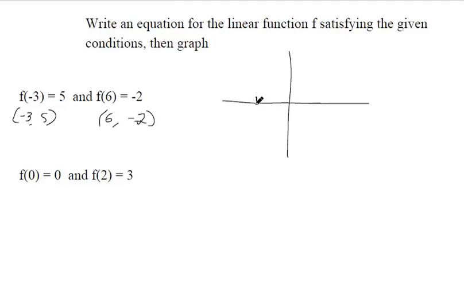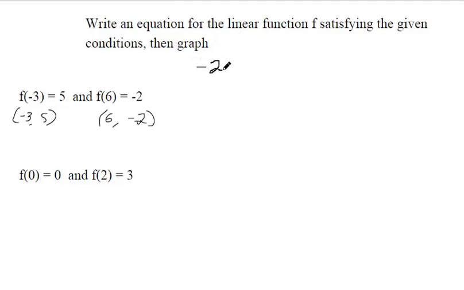Okay, at -3, comma 5, we have a dot. And at 6, comma -2, we have a dot. So that's a rough sketch of what our graph should look like. Linear function means a straight line. Okay, but we can come up with the equation for that function by first finding the slope. That's the most important information between these 2 points.